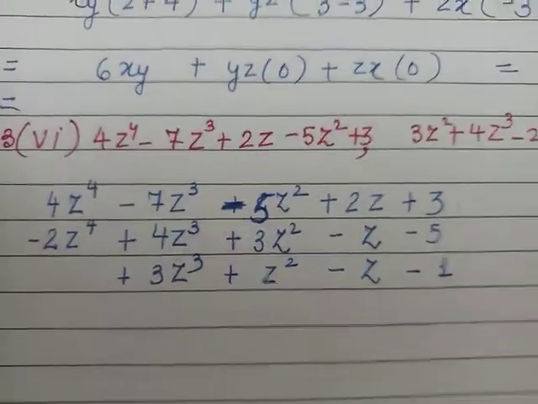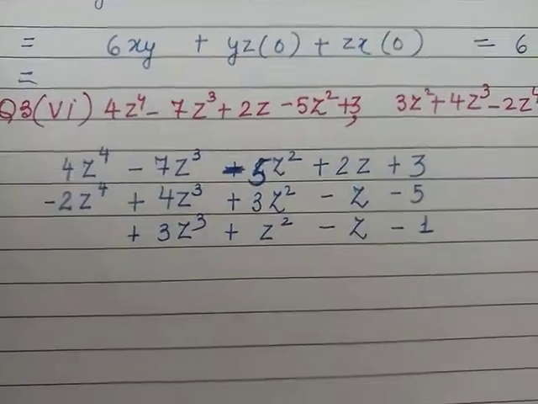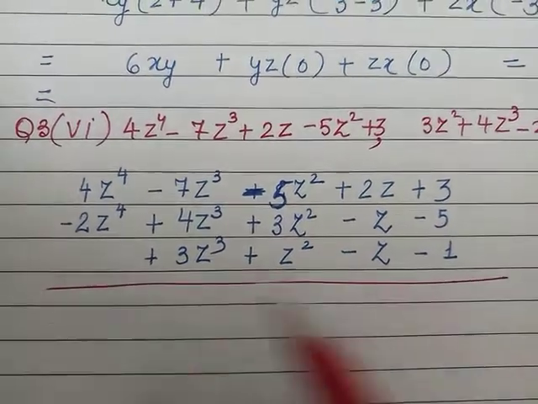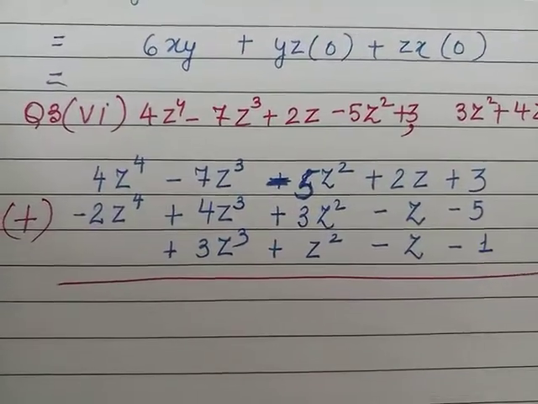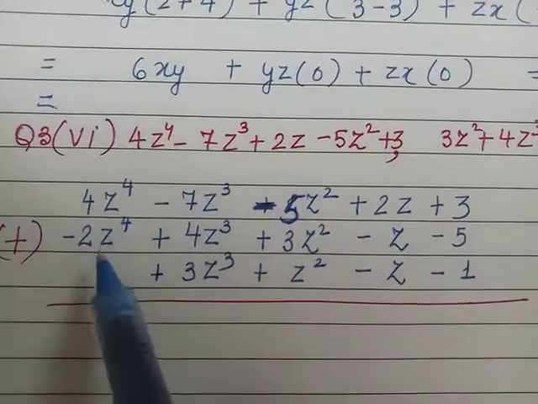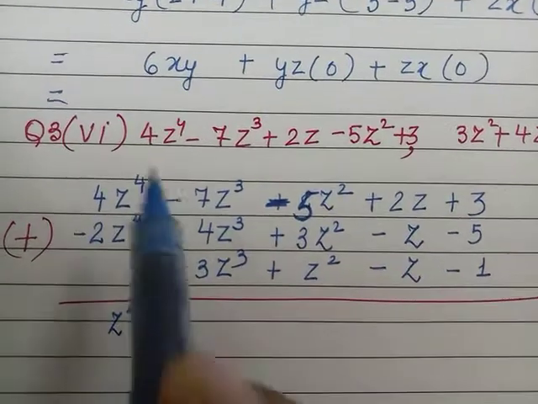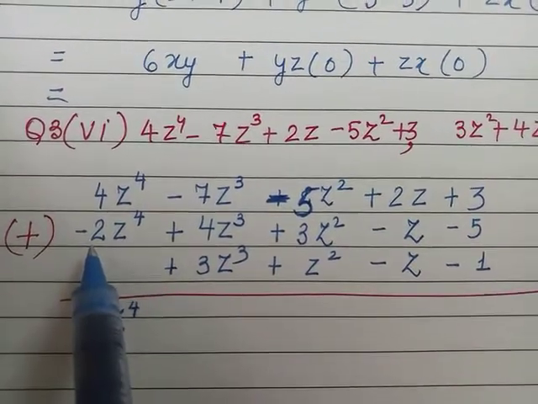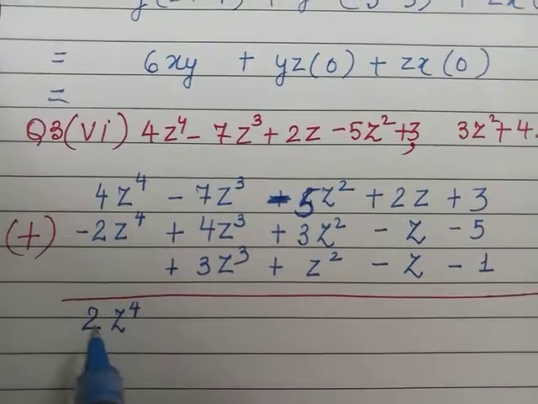Okay student, the first thing is to write the like terms under the like terms in a correct way. Now what we are going to do? Addition. We are going to add all. Okay, so firstly I write the variable part. So it is z to the power 4. Now plus 4 and minus 2. What it will give you? 4 minus 2 will give you 2.